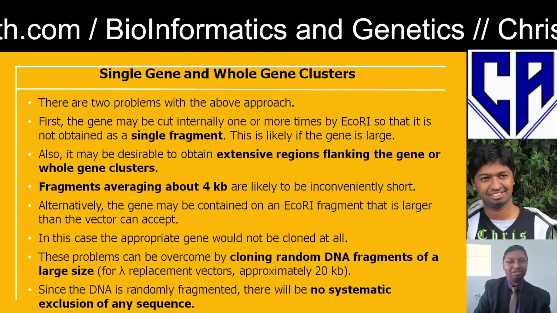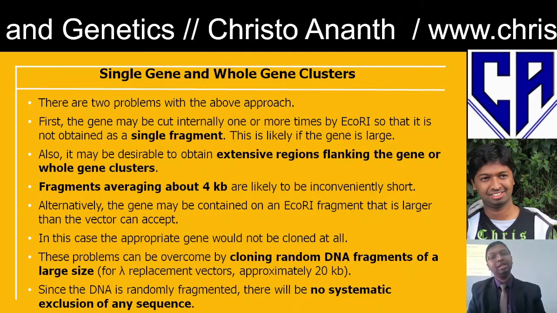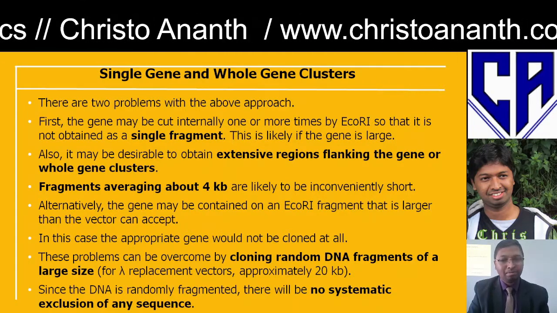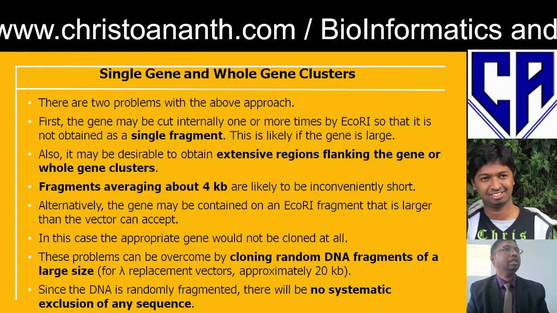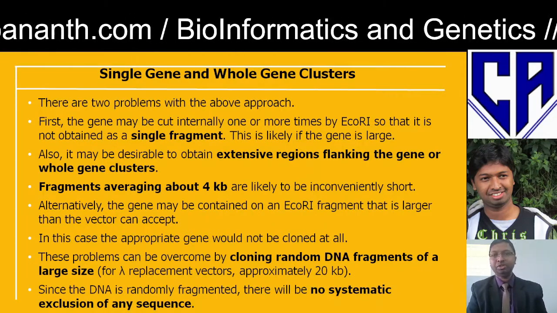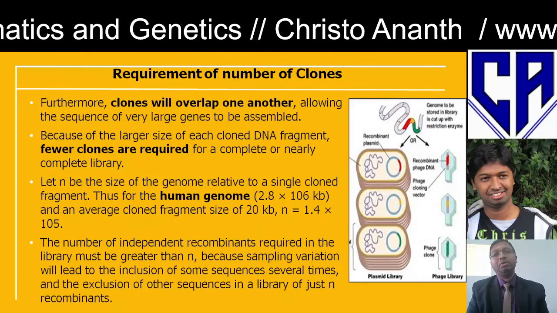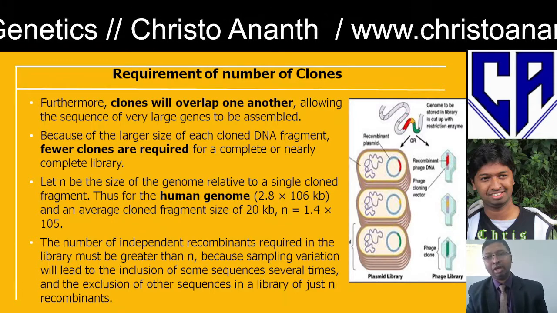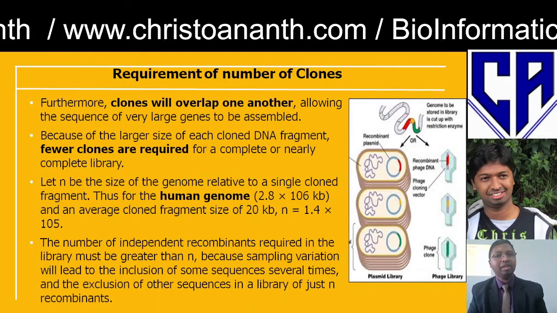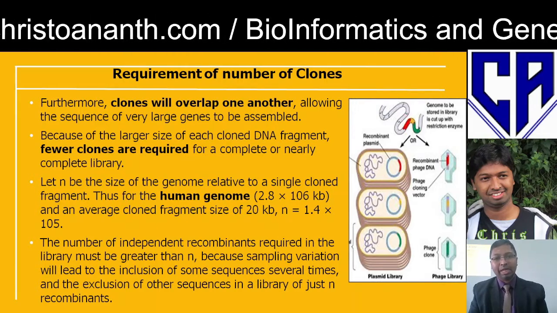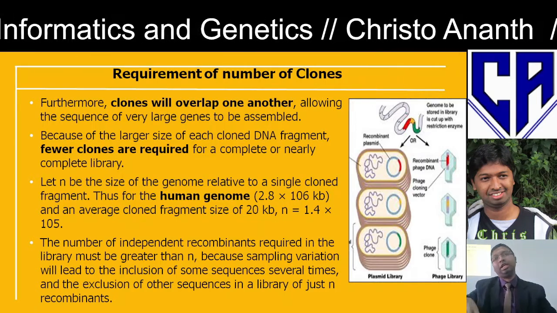So this is how it goes with cloning random DNA fragments of a large size. Since the DNA is randomly fragmented, there will be no systematic exclusion of any sequence. So in this case, you can go with cloning of all sequences. We will have clones which overlap with one another, and because of the large size of the cloned DNA fragments, few clones are actually required for a complete library.